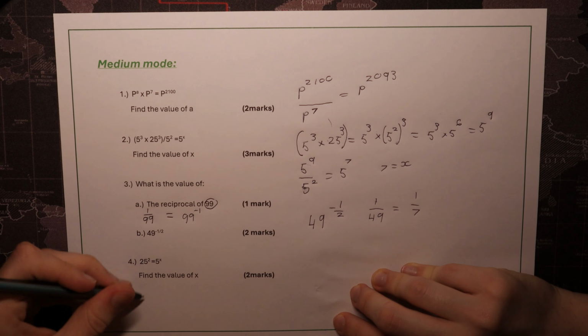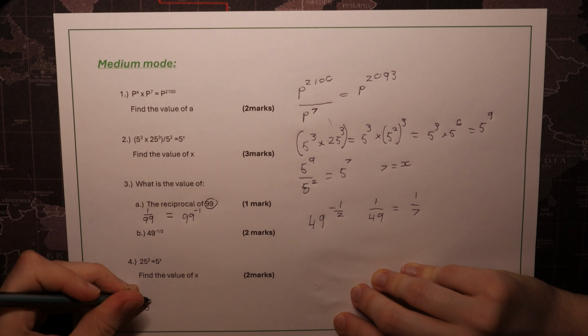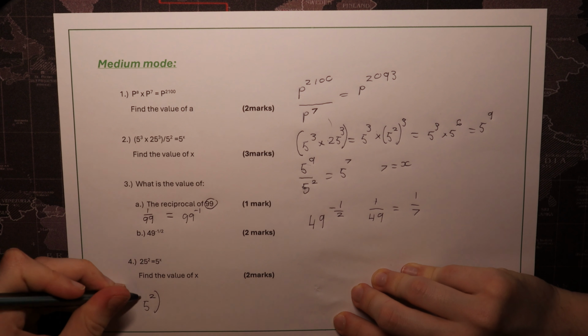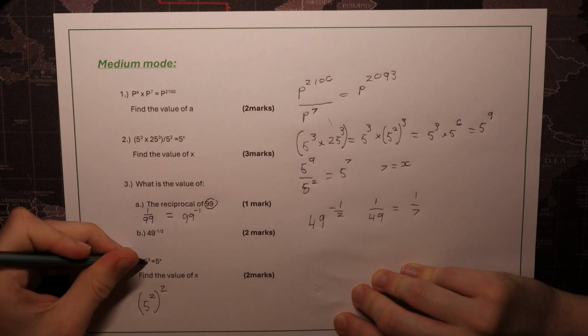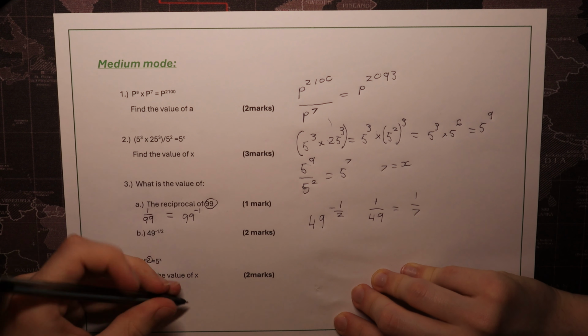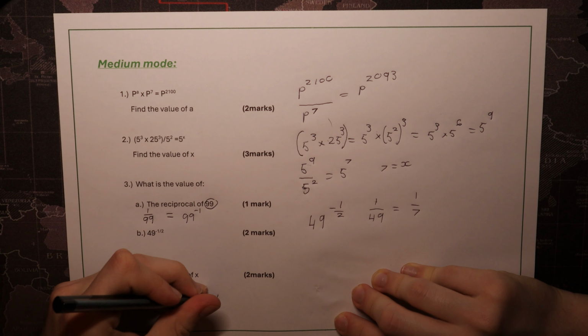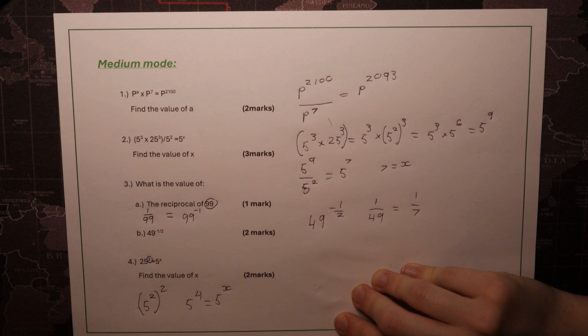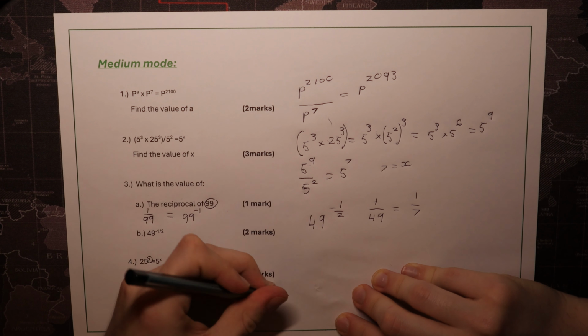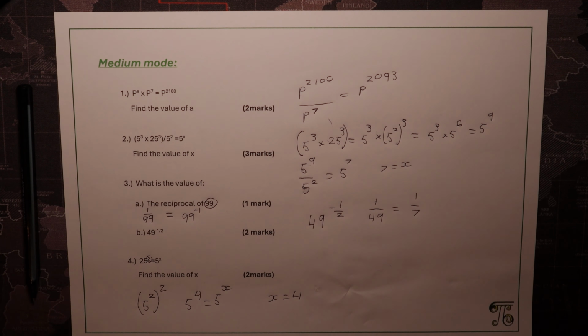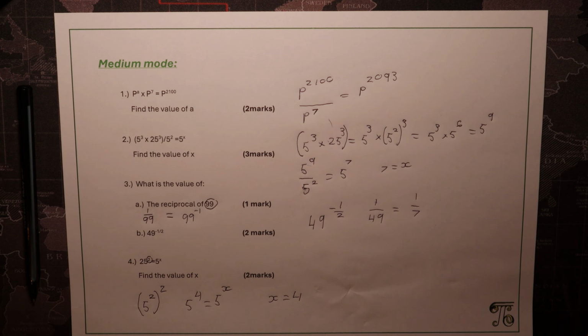So here what we do again, we convert 25 to 5, so 5 to the power of 2, again to the power of 2, so power on power law, that's 2 times 2, which is 4, which equals 5 to the x. So therefore we can see from this relationship here that x must equal 4. These are very simple questions if you know what you're doing. Now, let's get on to hard mode and see what the hardest difficulty gives us.